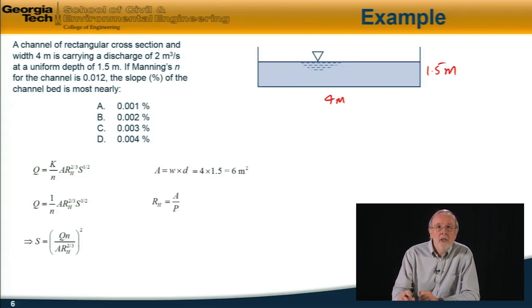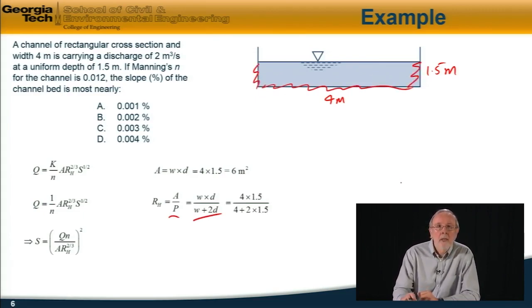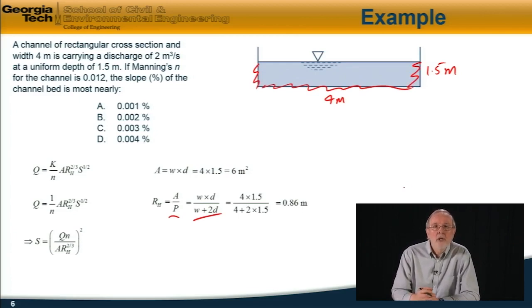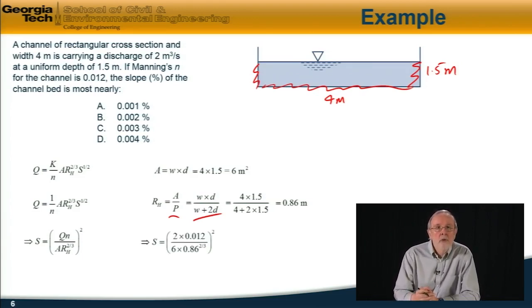The hydraulic radius, which is A over P, is equal to area W times D over the wetted perimeter, which is the width of the bottom plus 2 channel depths, W plus 2D. Substituting in the numbers, we get the hydraulic radius is 0.86 meters. Now we're ready to compute the bed slope, which is equal to this expression, which is 1.96 times 10 to the minus 5.